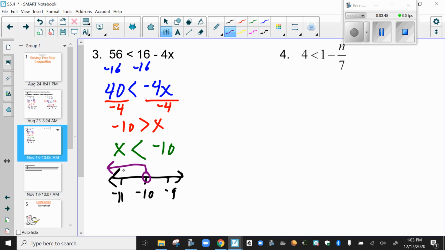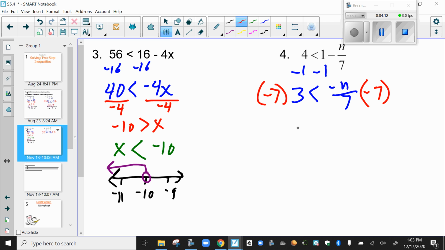All right. Question 4. I have 4 is less than 1 minus n divided by 7. So again, I'm going to start by subtracting 1 from both sides. So now I have 3 is less than negative n divided by 7. Then I'm going to multiply both sides by negative 7 to get, see, negative 7 times 3 is negative 21. My sign flips because I multiplied by negative, so it was less than, now it becomes greater than. And this side is going to be n.